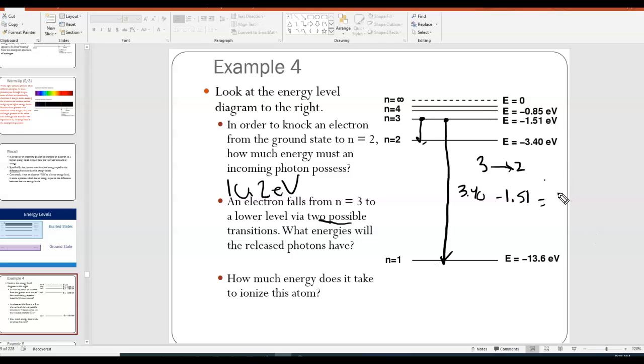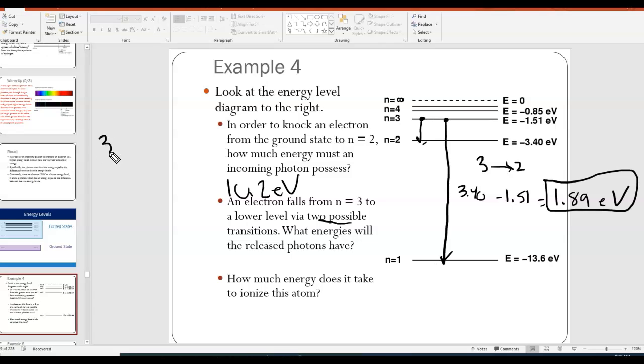Negative signs don't really matter. You can't have a negative energy for a photon. That doesn't make any sense. Okay, so when the electron goes from 3 to 2, the photon that comes out has an energy equal to 1.89 electron volts, because that's the difference between those two energy levels.